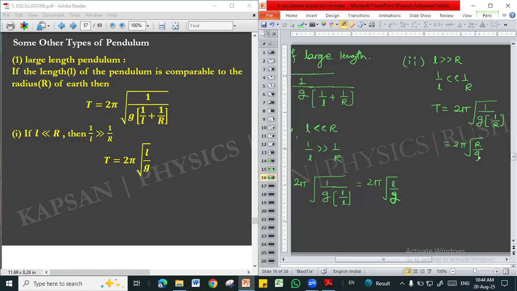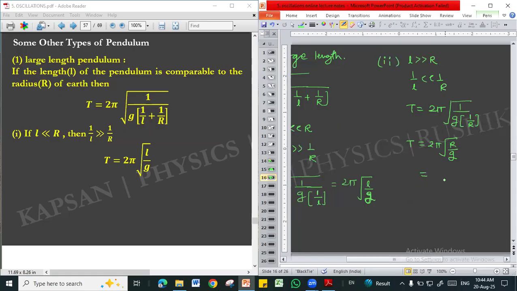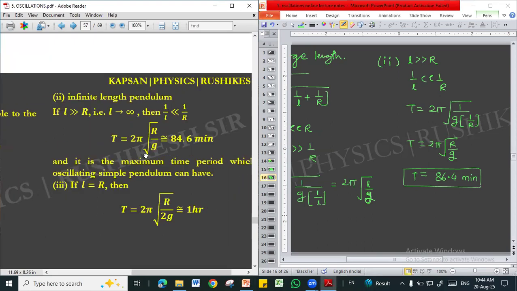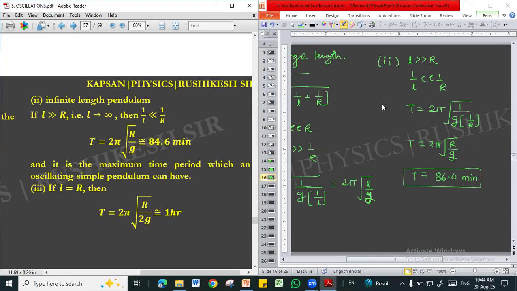But this was actually the period of satellite revolving very close to the surface of Earth. And everyone knows what is period of satellite revolving very close to the surface of Earth. It was 84.6 minute. Up to this, any doubt? Not 86.4. It was 84.6.